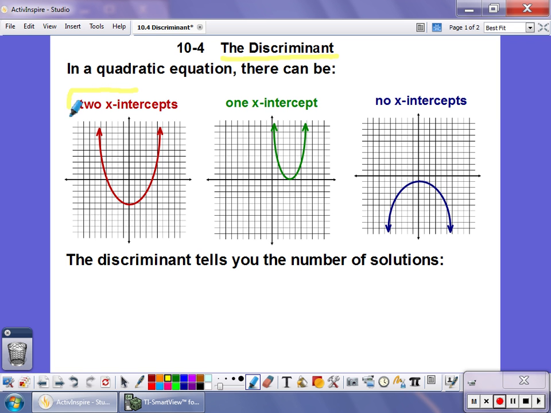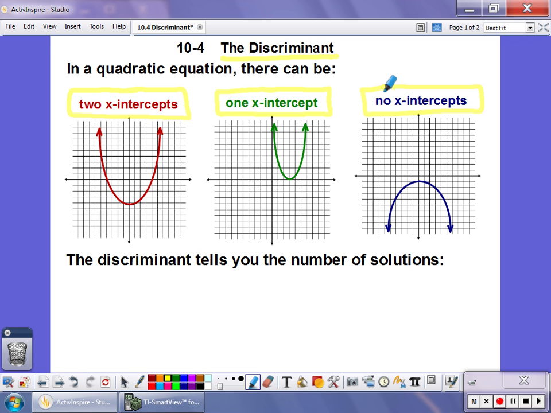Sometimes when you graphed a quadratic equation, you saw that there were two x-intercepts, which meant you had two solutions. Sometimes there was only one x-intercept, which meant there was only one solution, and sometimes there were no x-intercepts, which meant there were no solutions. So the number of solutions is based on what the graph looks like. And you can find the exact solutions using your quadratic formula, but if all you care about is how many solutions you have, you can use something called the discriminant.